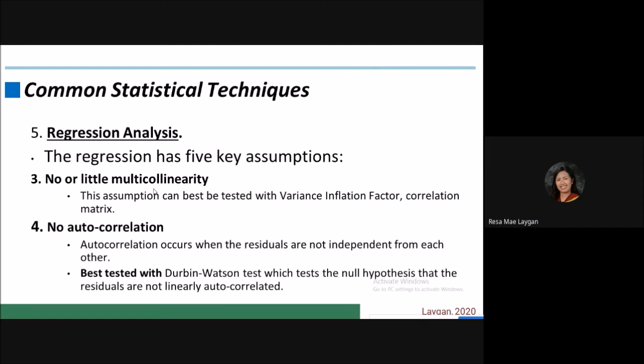And then we have no autocorrelation. When we say autocorrelation, it occurs when the residuals are not independent from each other. Autocorrelation can be best tested with the Durbin-Watson test, which tests the null hypothesis that the residuals are not linearly autocorrelated.